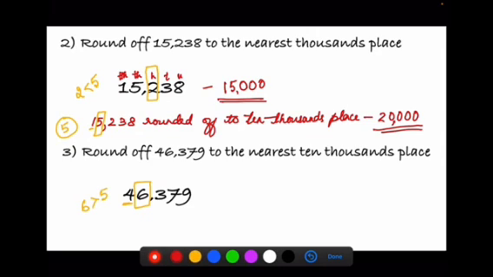So what we get as the answer when 46,379 is rounded off to the nearest 10,000s place: units place is 0, tens is also 0, hundreds is also 0, thousands is also 0. I add 1 to the 10,000s place because 6 is greater than 5. So when I add 1 to 4, I get 5. So the answer is 50,000. I hope all of you understood, children. Moving on.